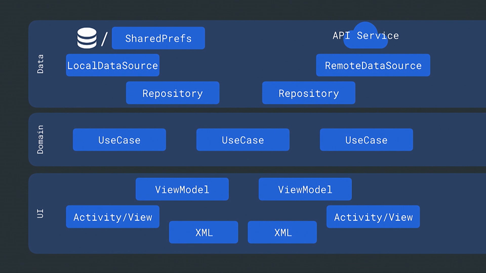We would have a remote data source that works with an API service. Both of these two, the local data source and the remote data source, will be used by a repository. In the domain, we would have use cases. And then in the UI, we would work with view models, activities, and XML.